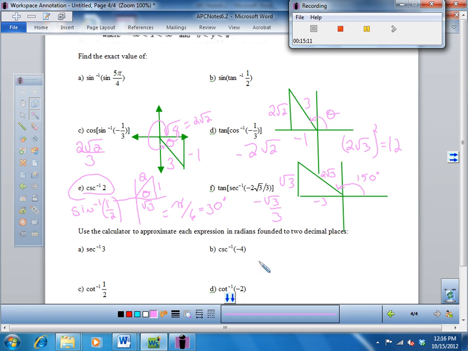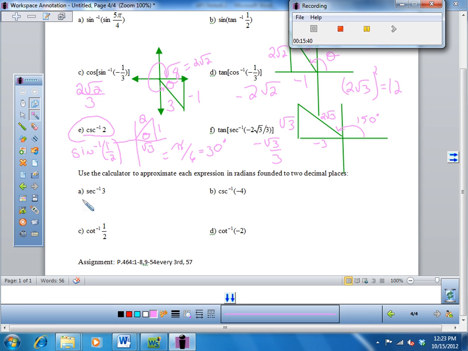No. Cosine's negative. Inverse cosine and inverse secant are negative in the second quadrant. Okay? No, normal cosine is always positive in the fourth quadrant. Yeah, positive. Okay. I'll get through these.